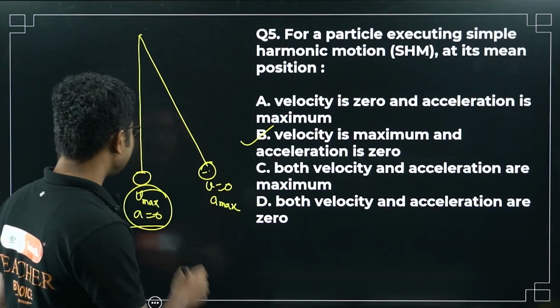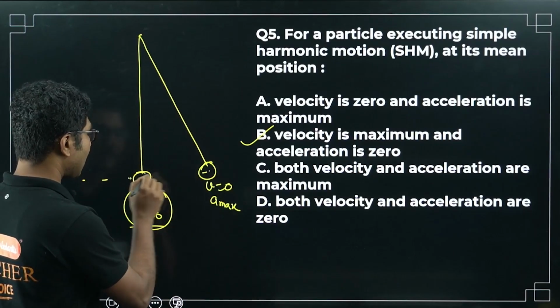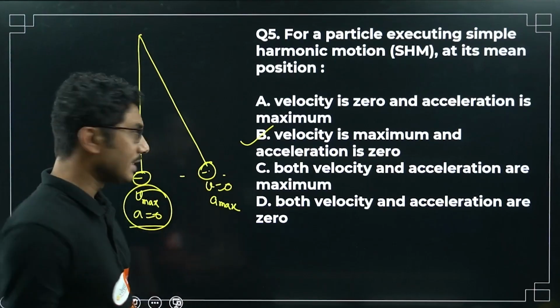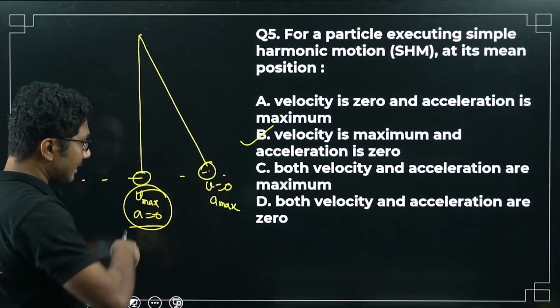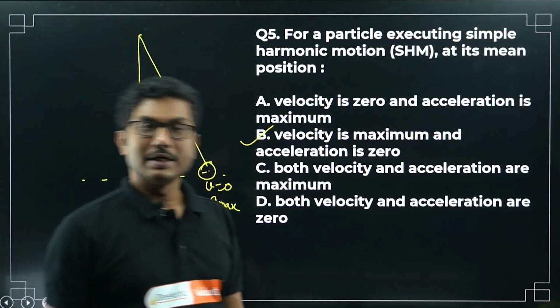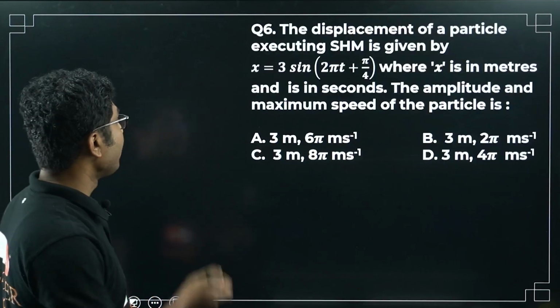Suppose this is the ground level. Even though there is a gravitational acceleration acting downward, the component of g will be 0. Right? Now question number 6.